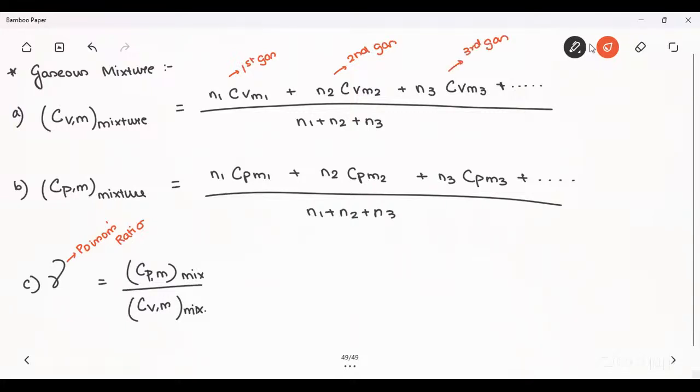Is this part clear? Again, this is for the first gas, second gas, third gas. Don't make the mistake of forgetting to multiply with N1, N2 and N3. You have to multiply this. Don't make this kind of careless mistake. Up to this, clear? Yes, ma'am.